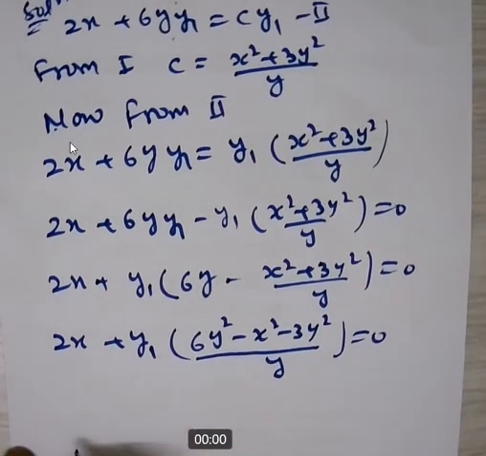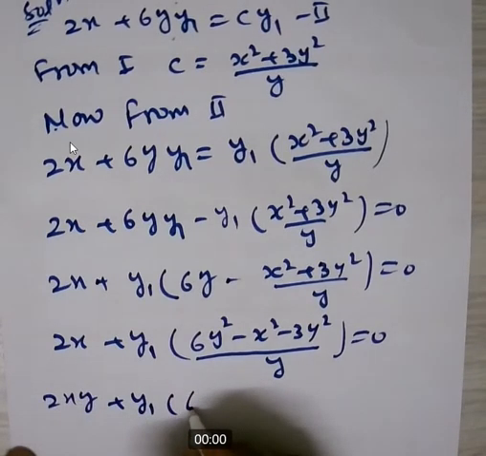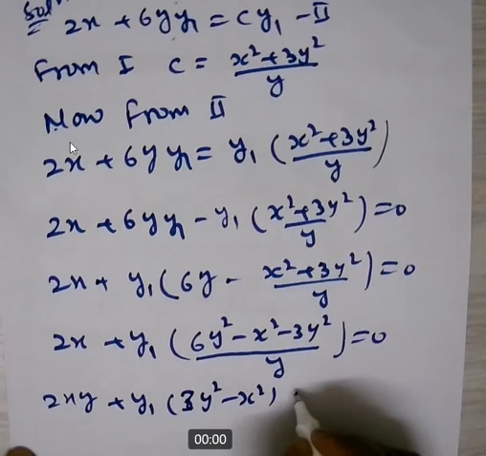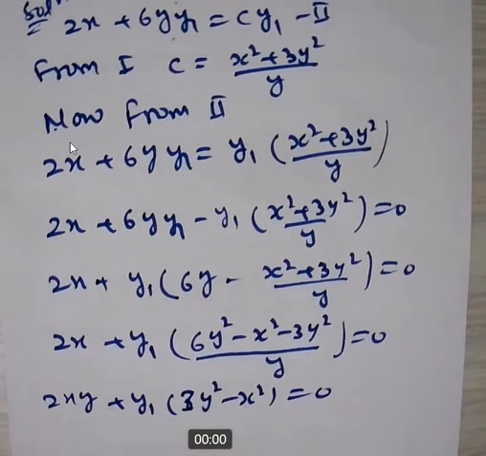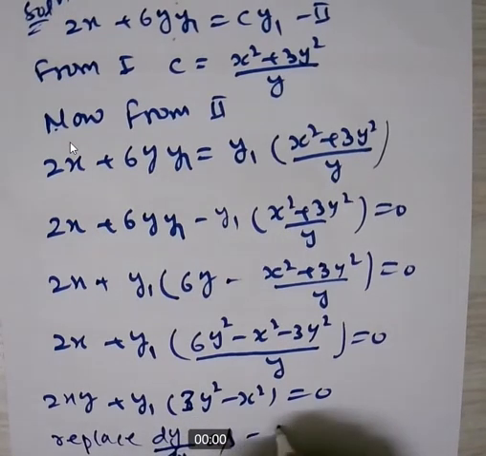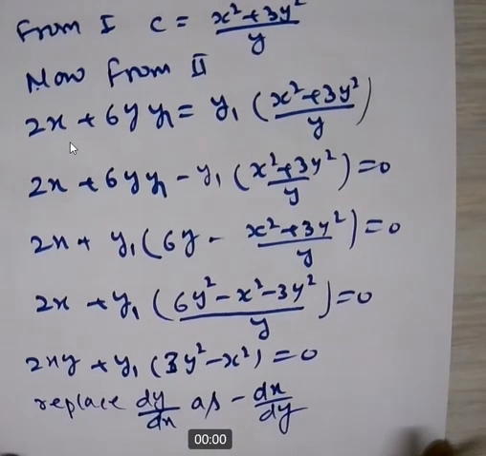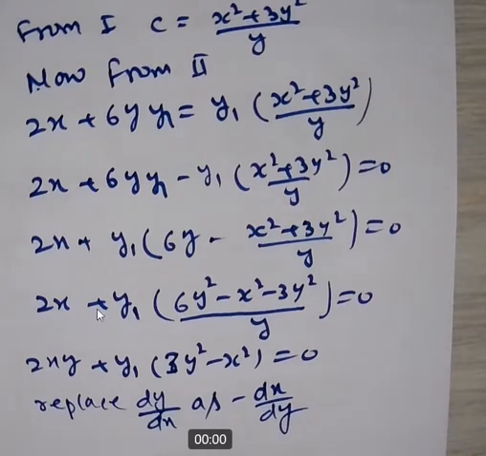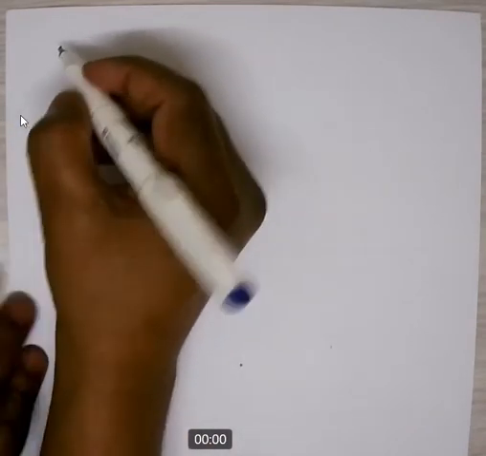So we can write it like 2xy plus y1 into 6y square minus 3y square, that means 3y square minus x square equal to 0. So now see, this one is the formation of differential equation. Now replace dy dx as minus dx dy. So after replacing dy dx as minus dx dy, what we get? We get dx dy.